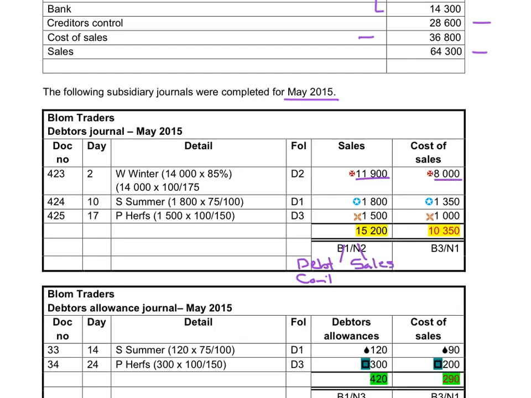The cost of sales account, we will also have to complete a double entry. Cost of sales is an expense. Expenses increase on the debit side. Inventory is an asset. We decrease the inventory because we are selling our inventory. So inventory decreases on the credit side.